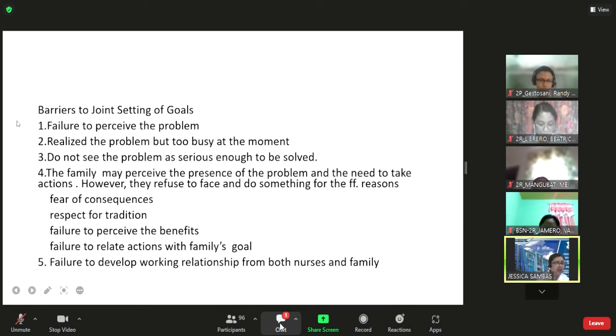So if you will be setting goals, see to it that you have already established good working relationship. Kasi kung may isasuggest ka, ganito sana gagawin natin. Ma'am, nangyari po talaga sa community na ang bahay nila napakaliit. There is inadequacy of living space.